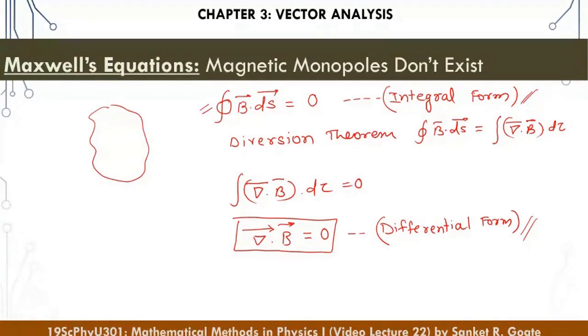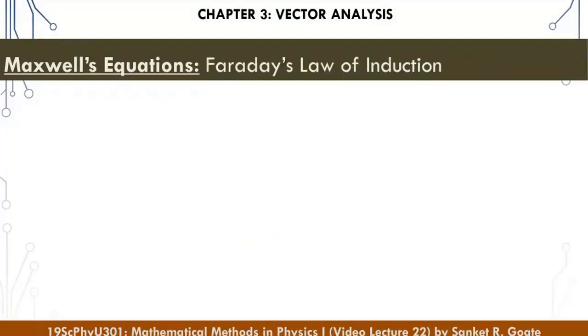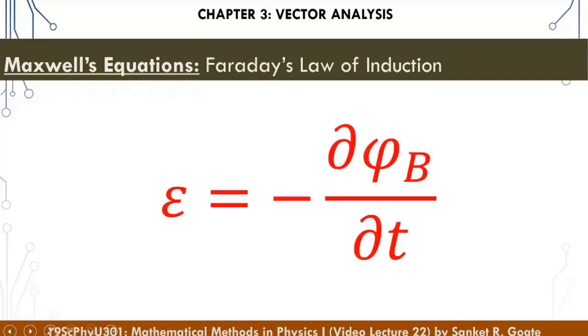Okay, which is the third law which gives the third Maxwell's equation of electrodynamics? It is Faraday's law of induction, right? So what is Faraday's law of induction? Its mathematical statement is this. Now what is phi B here? Phi B is magnetic flux. So it is calculated like this: if B is the magnetic field vector, then phi B is the integral of B dot dS.